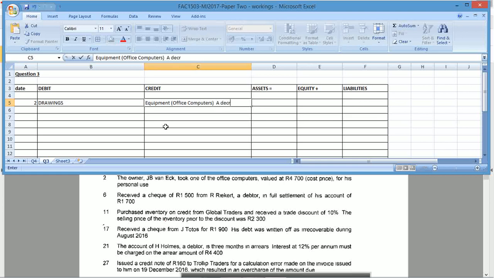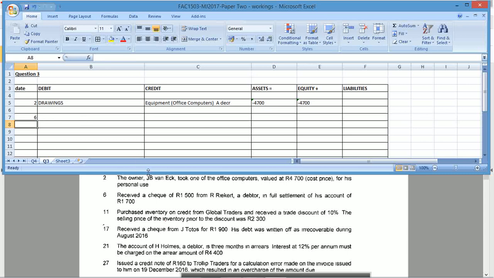Asset, decrease. Okay, drawings is drawings, drawings is debited. Drawings will decrease owner's equity, so you'll have minus 47 there. Assets decrease minus 47 there. And that's that one complete. You get that one right.